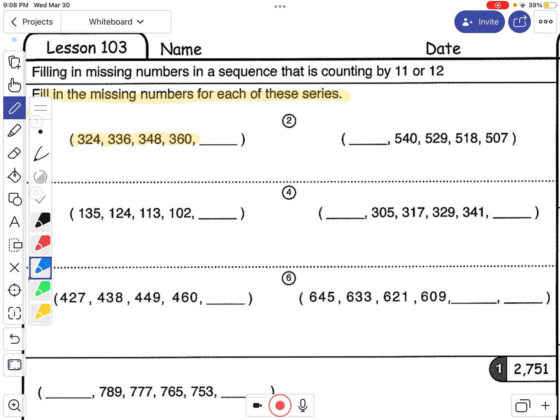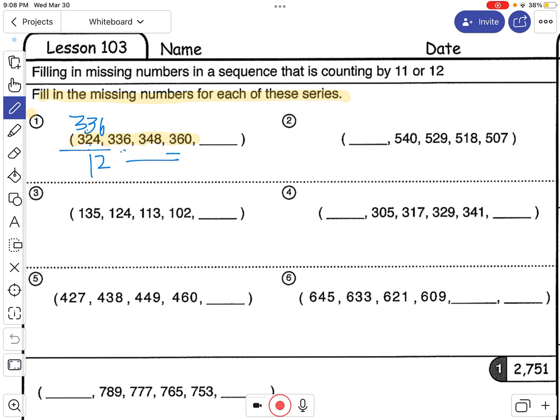Now, if you're confused and you're like, I don't know how much that's counting by, all you have to do is do a subtraction problem, just like this. The next number is 336. That's the bigger number. 324 is a little bit smaller, so I'm going to do subtraction here. 6 minus 4 is 2, and 3 minus 2 is 1. 3 minus 3 is 0, so the number is changing by 12. And notice that these numbers are going up as they go along here. So 12 more than 360 is 372, right? 12 more than 360, 372.